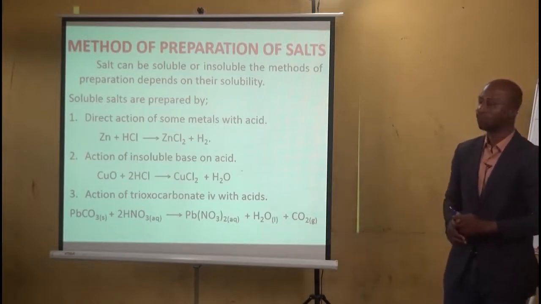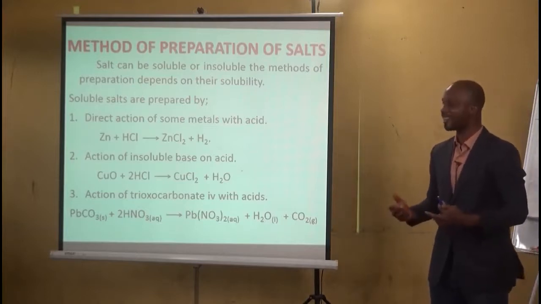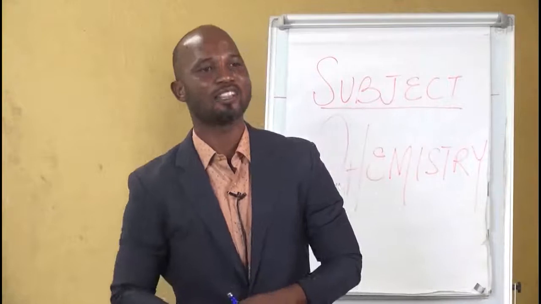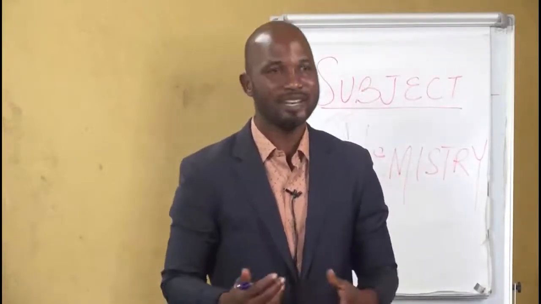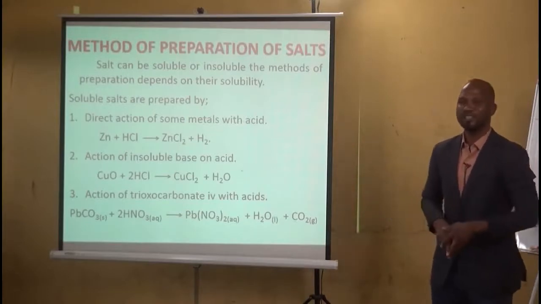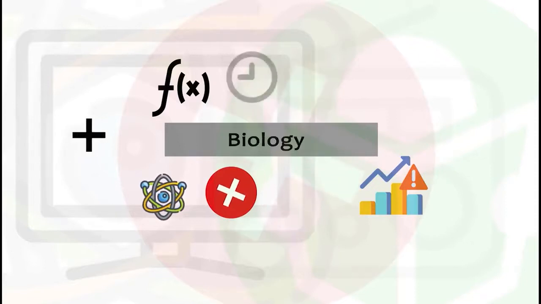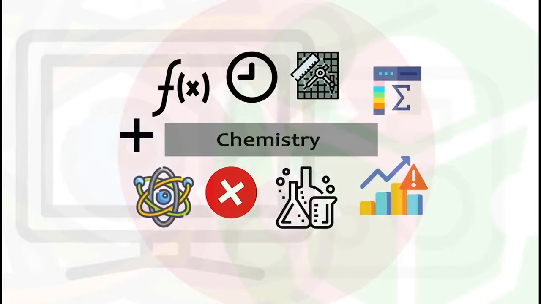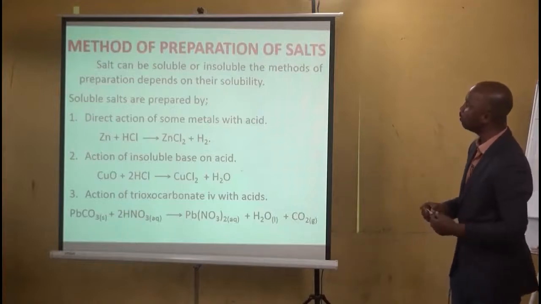Now, one of the methods of preparation of your salt is by direct action of some metal with acid. Example of such metal is zinc. When you react zinc with hydrochloric acid, you will get zinc chloride and hydrogen gas will be liberated. And what do we mean by some metals? It means those metals that are above hydrogen on the electrochemical series. Meaning that metals like copper, platinum, mercury, silver, and gold cannot displace hydrogen in a reaction like this.